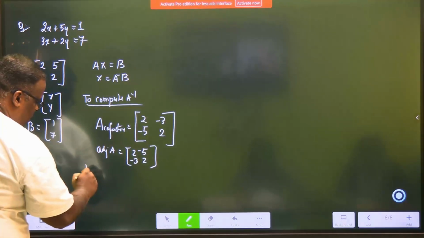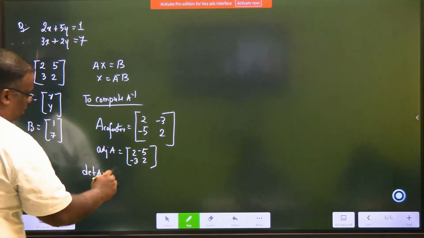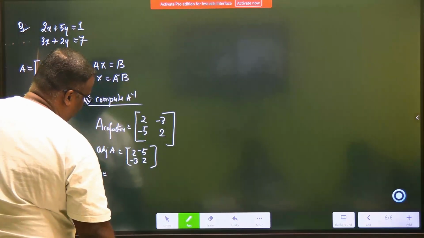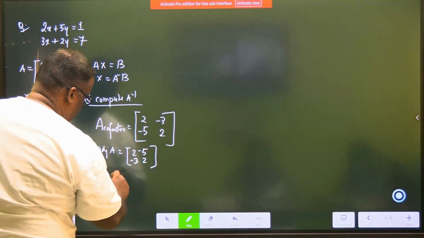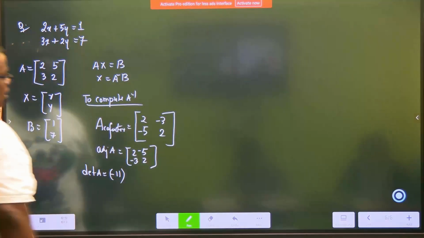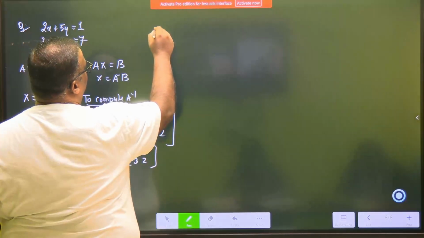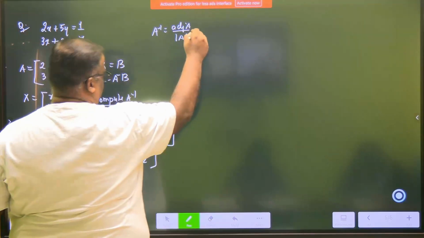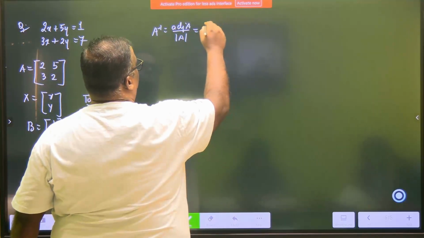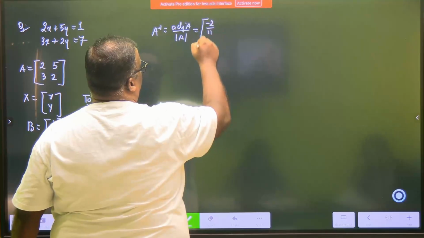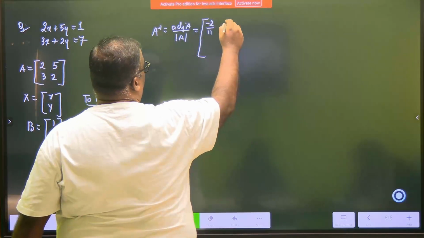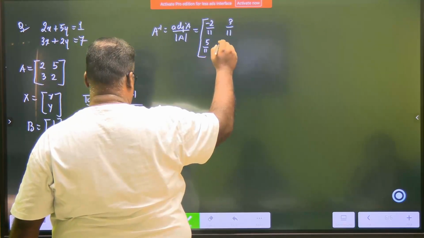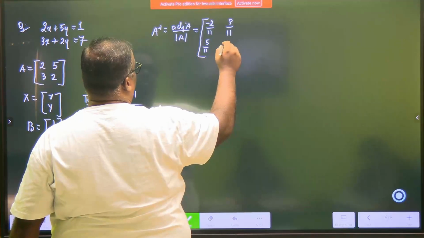Can we calculate what is the value of determinant of A? The determinant of A would be 2 into 4 minus 15. Children, what is 4 minus 15? Negative 11. Can you calculate what is A inverse now? Adjoint of A over determinant of A. So that will become minus 2 by 11, right? Then 3 by 11, then 5 by 11, and minus 2 by 11.